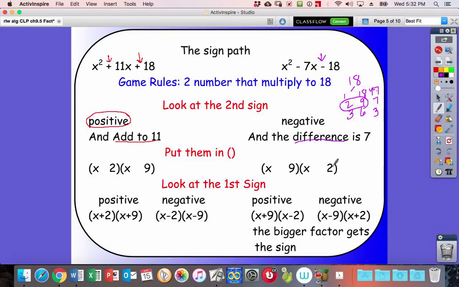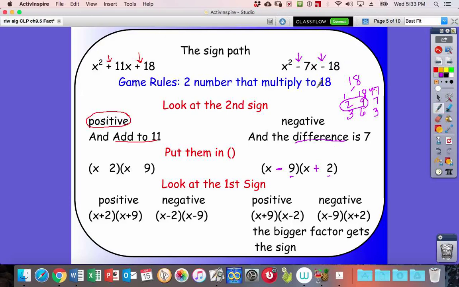Okay, but I'm not done yet. I have to look at the first sign. On this one, the first sign is negative. If the first sign is negative, I have to decide which is the biggest factor, 9 or 2? 9's the biggest factor. 9 is going to get the negative sign, and the plus sign is going to go with 2. Why is that? Well, when I look at the second sign, and it's a negative, I know it's got to be a negative 9 times a positive 2. That's the only way I can get a negative 18.